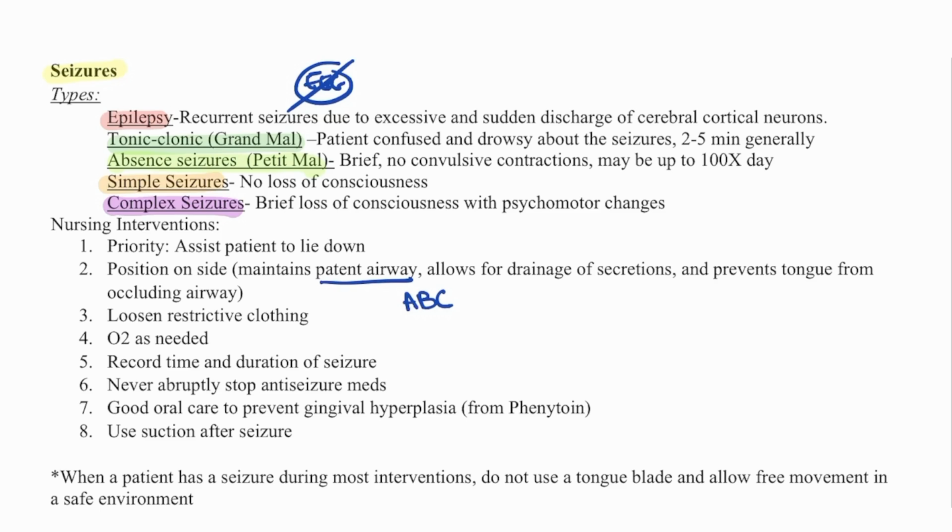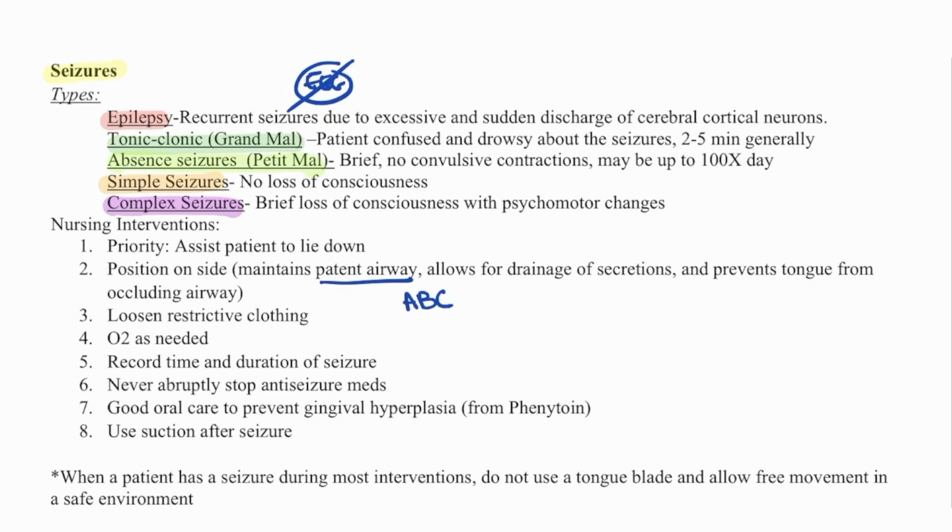the seizure. And when a patient has a seizure, during most interventions, do not use a tongue blade and allow free movement in a safe environment. So we went over this in the safe environment section. We know our interventions include putting pads on the bed. Maybe you're putting down an incontinence pad in case they do urinate on themselves. If they're on the floor and having a seizure, you're putting their head in your lap or in your hands so they're not smashing it off the floor.